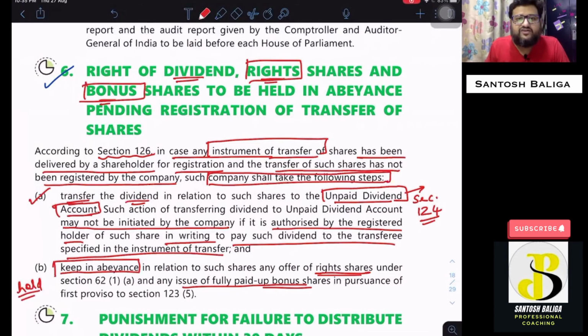And after the transfer is completed, the right shares or bonus shares which are entitled by the transferee or the then registered holder will be completed. So in case of right shares offer or paid up bonus shares, it will be kept in abeyance. That means it will be kept on hold in pursuance of first proviso to section 123 subsection 5. I hope both these points with regards to dividend, with regards to right shares and bonus shares are clear to you. So that's it for this particular session.